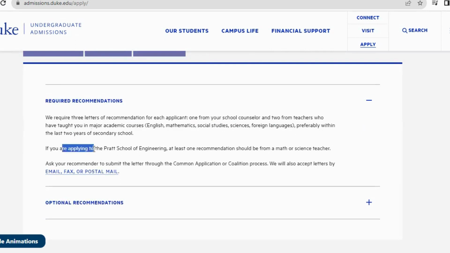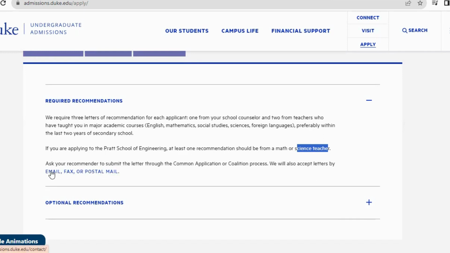So if you're applying to the Pratt School of Engineering, at least you need 1 recommendation, which should be from a math or science teacher. All right, and it says ask your recommender to submit the letter through the common application or coalition process. We'll also accept letters by email, fax, or postal mail.